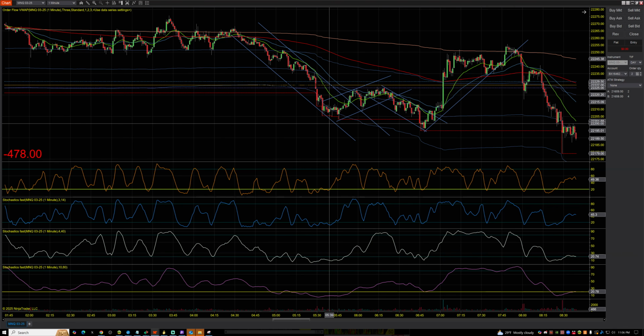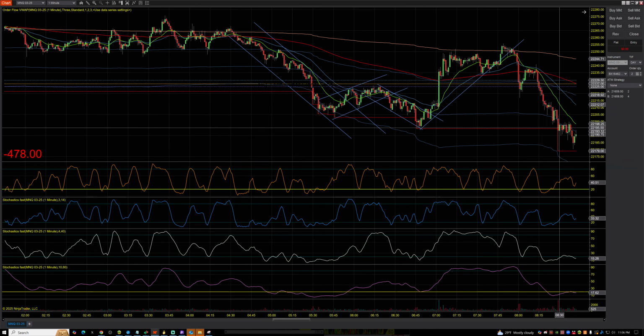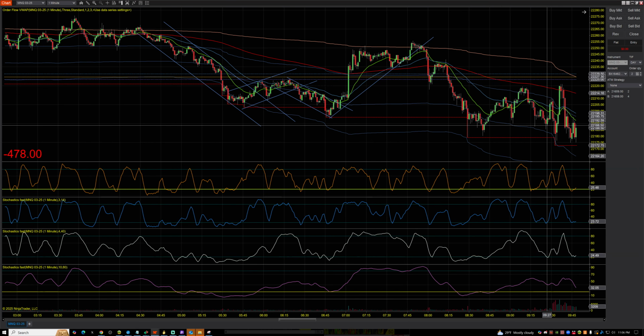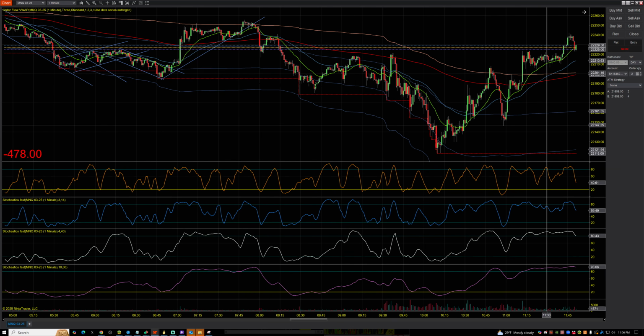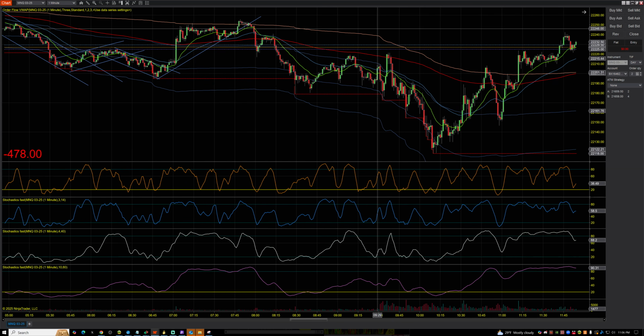You're in a strong downtrend. Here's a good strong downtrend in the market. Let's see here. These are good. Even though this is at 8 o'clock in the morning. All right, so we had that up there.